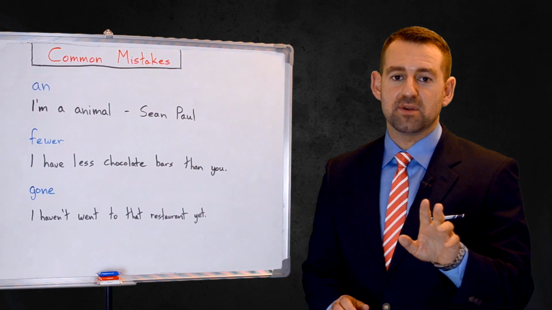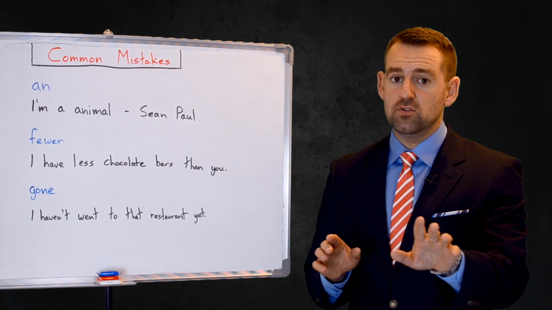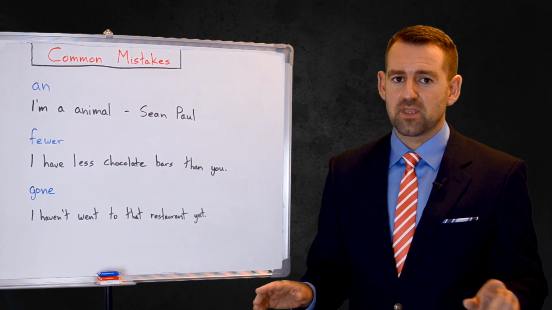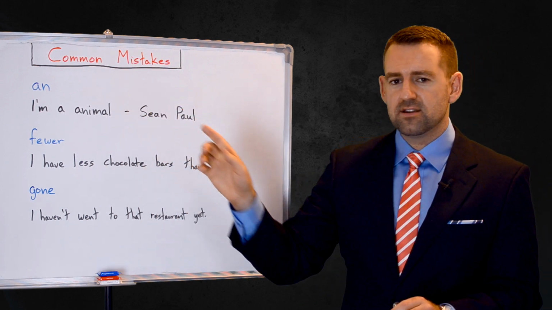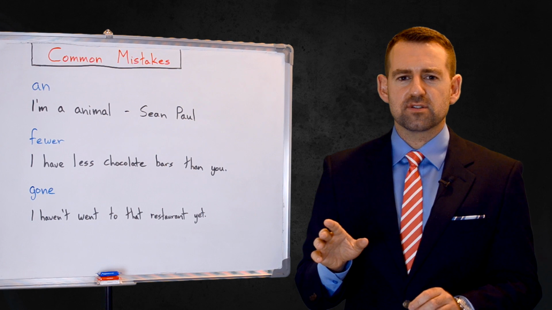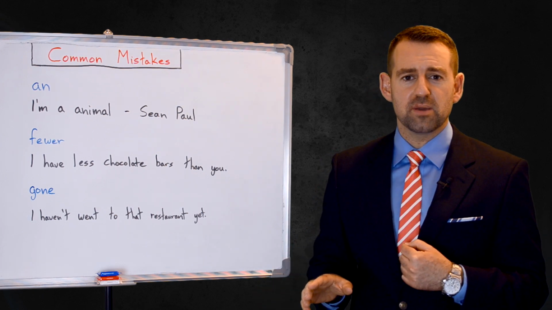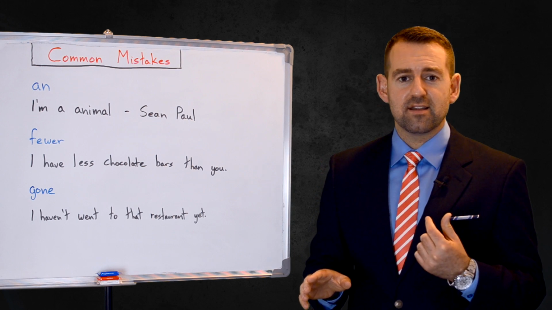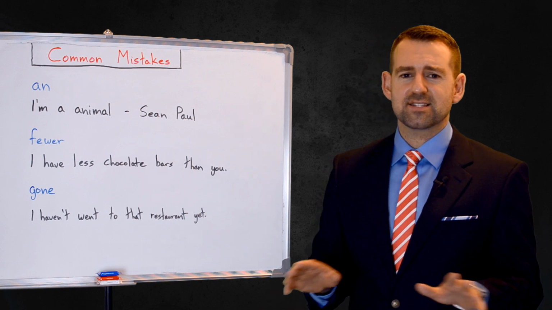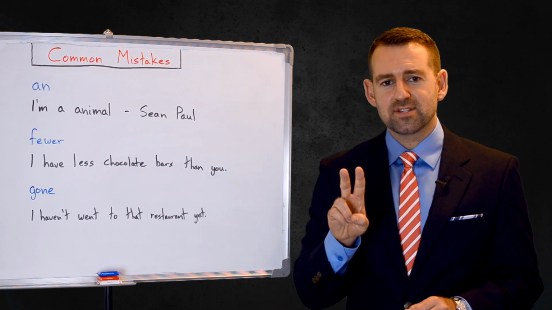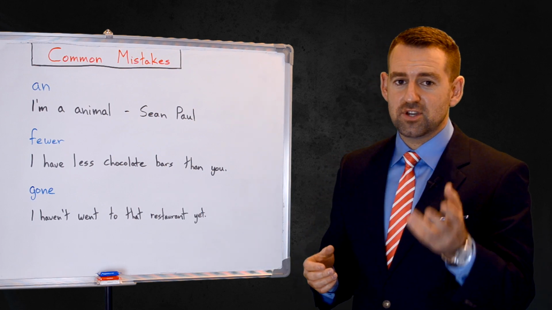All right, here are some more mistakes that native English speakers make that you should never make. The first one is with the word an. Some native English speakers never use the word an. I know some people from Canada and the United States who don't use the word an, and that's terrible. It's only two letters, A-N, so it's easy to remember, so you should use it.